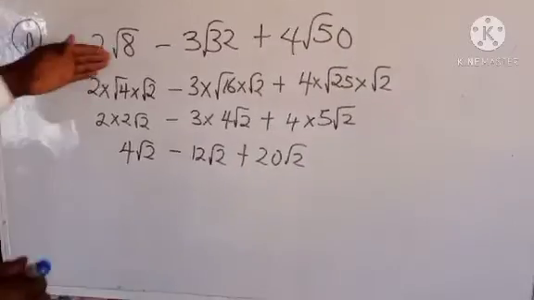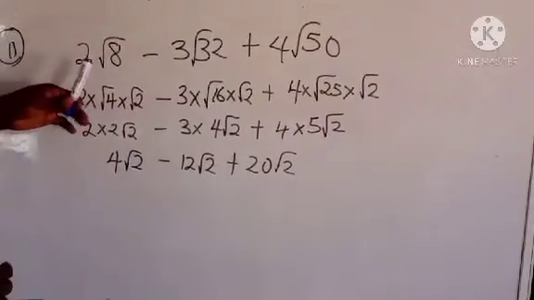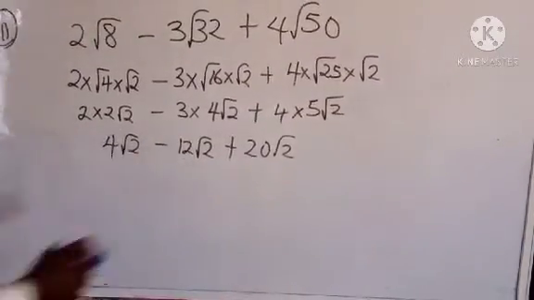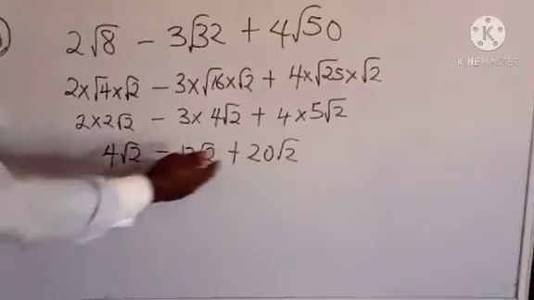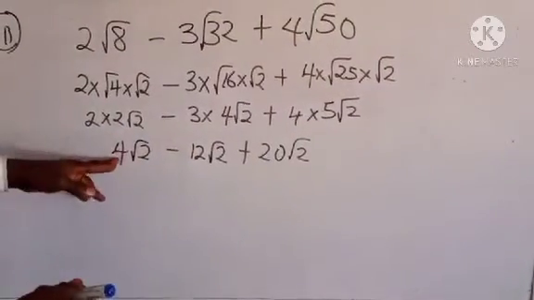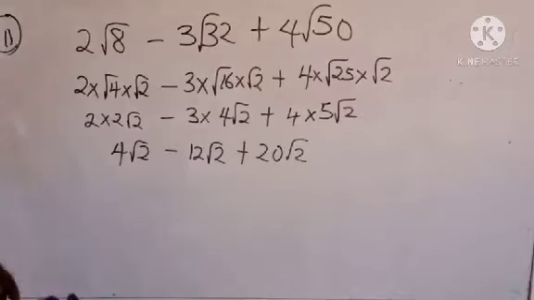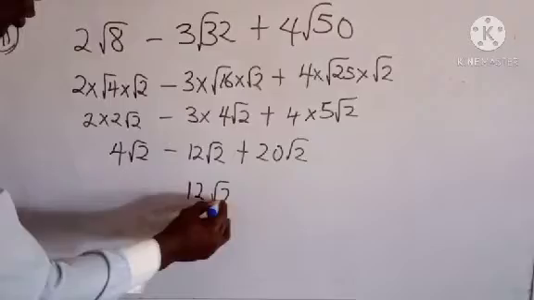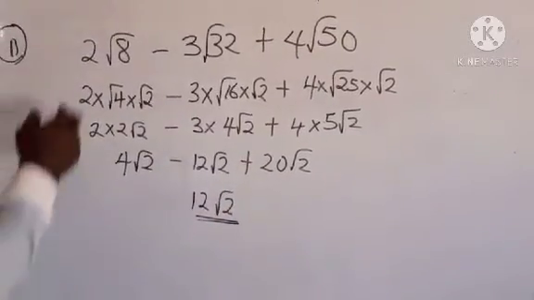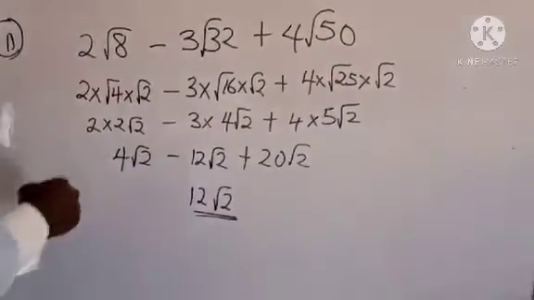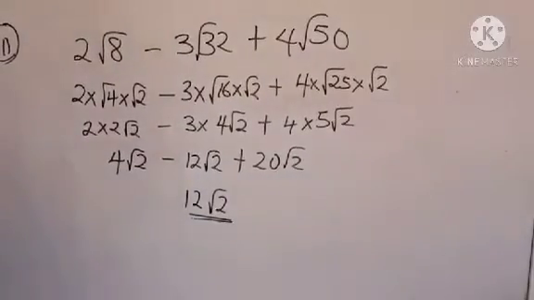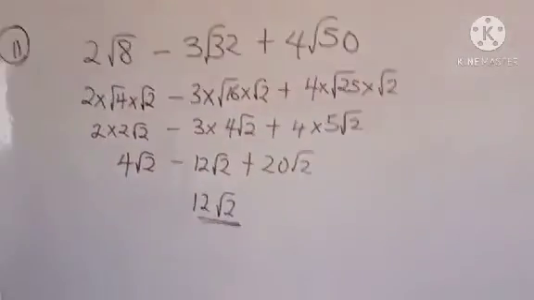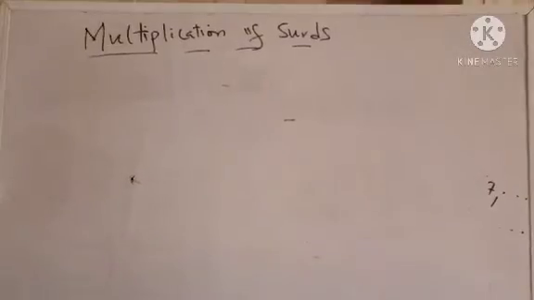Again, taking a look at the question, it didn't look like at the beginning, but after simplifying, you can see the surds are all like. It is usually best to add before subtracting. So 4 plus 20 gives 24 minus 12, 12 root 2. So when you simplify 2 root 8 minus 3 root 32 plus 4 root 50, what you have is 12 root 2.